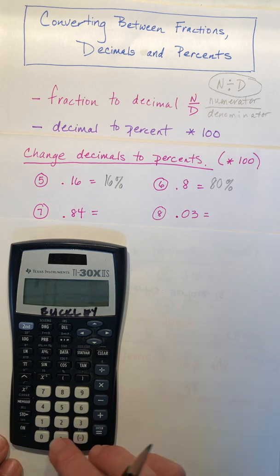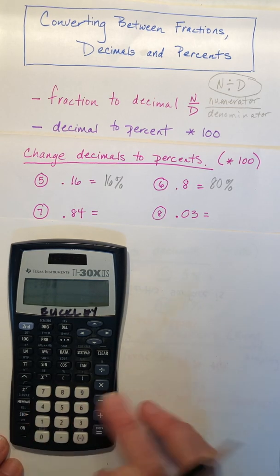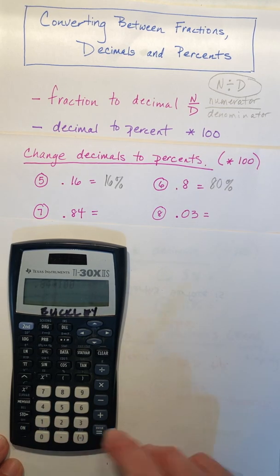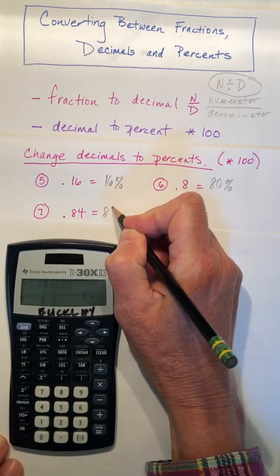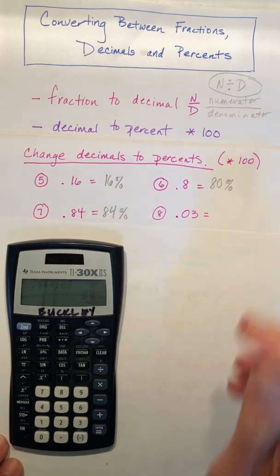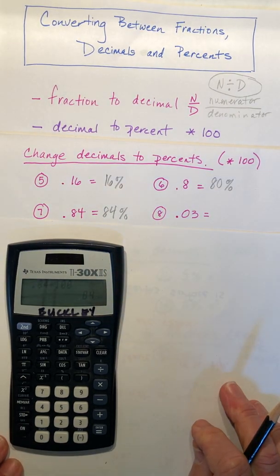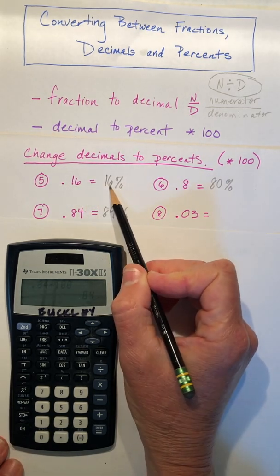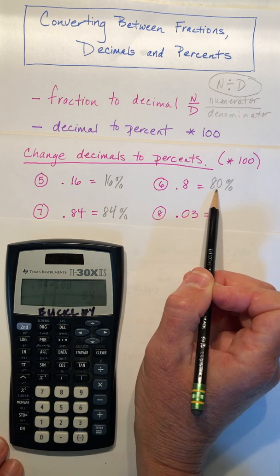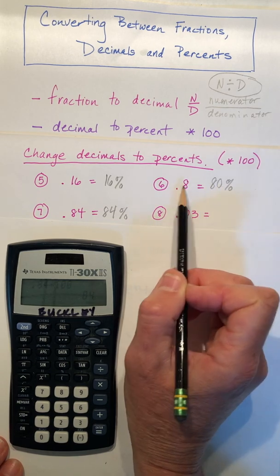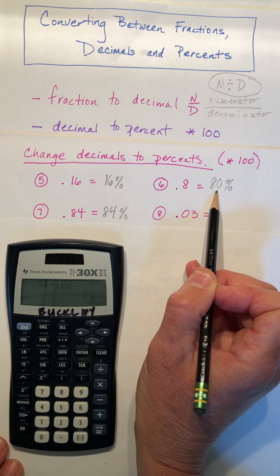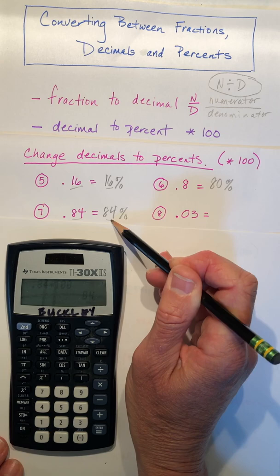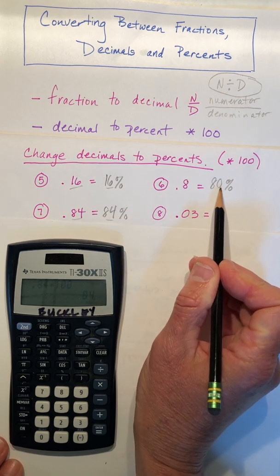0.84. So I'm taking my 0.84, I multiply that by 100. That gives me 84%. Are you seeing a pattern? The numbers in the decimal always appear in the percent. Sometimes there's an extra, sometimes there's a 0. This 0.8 turned into 80%, so it's not always an exact match the way it seems to be here. Sometimes it can be a little different.